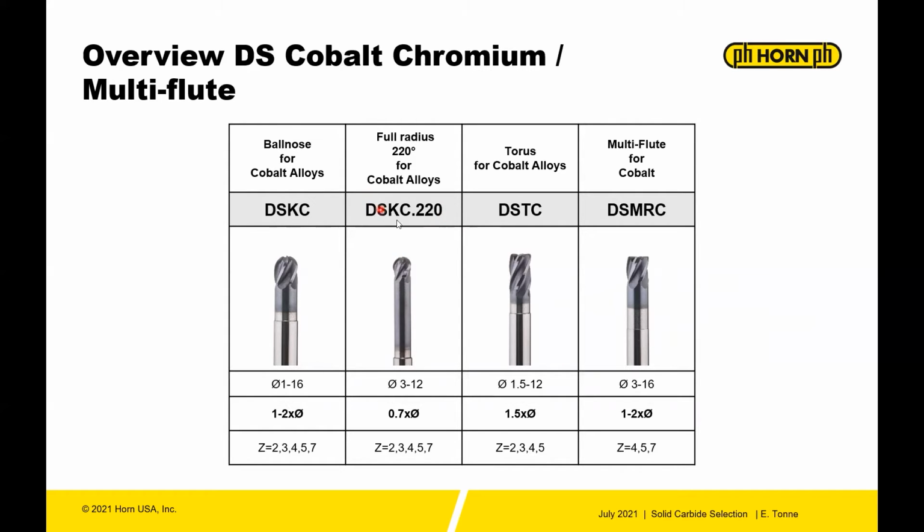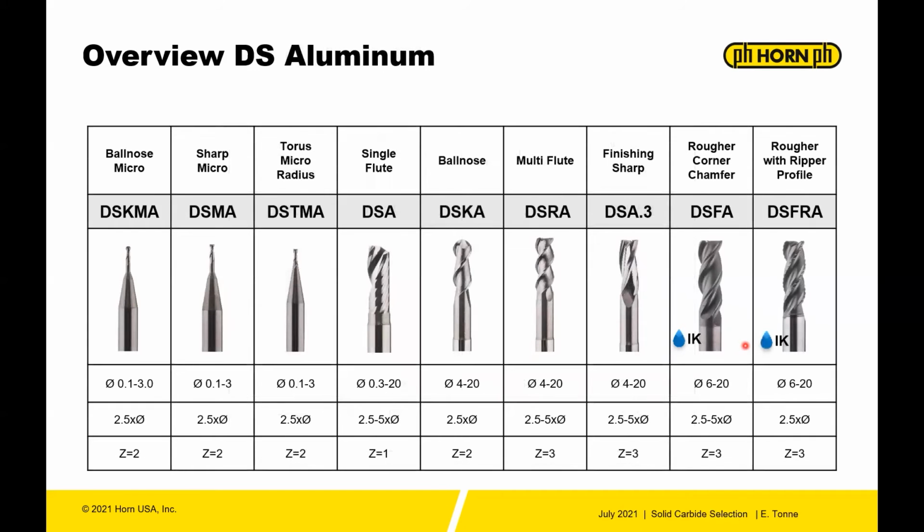So you have a DSKC with a 220, so you can go over the tangent point here and use this in 5-axis applications. You have torus end mills for cobalt alloys. You also have multi-flutes for cobalt-based alloys. You also have a line of DS end mills for aluminum, from micro ball nose to torus end mills with radii.